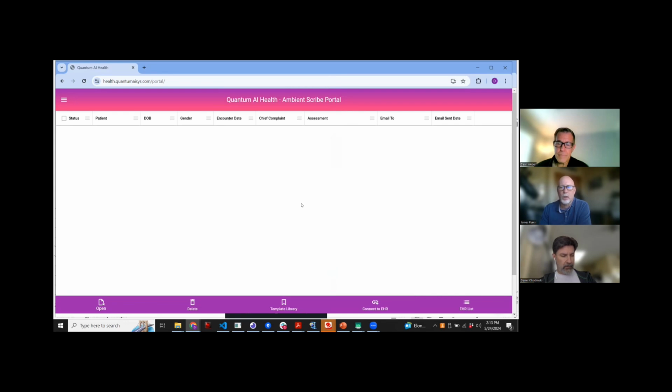Why don't you walk us through a little demonstration of how it works? All right. Perfect. So this is what you're seeing here with this web-based browser. This is the physician portal, so the physician can go and see the notes, review the notes, make any kind of edits to them, and then push them to the EHR platform like Epic, right?